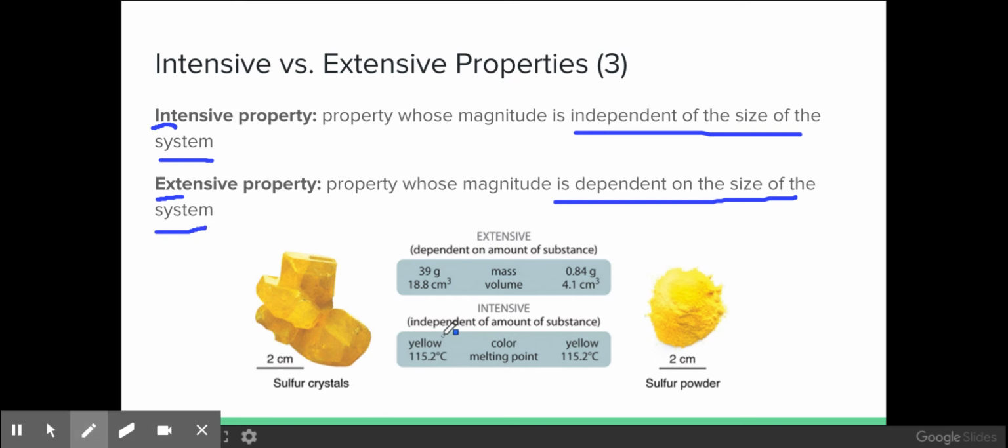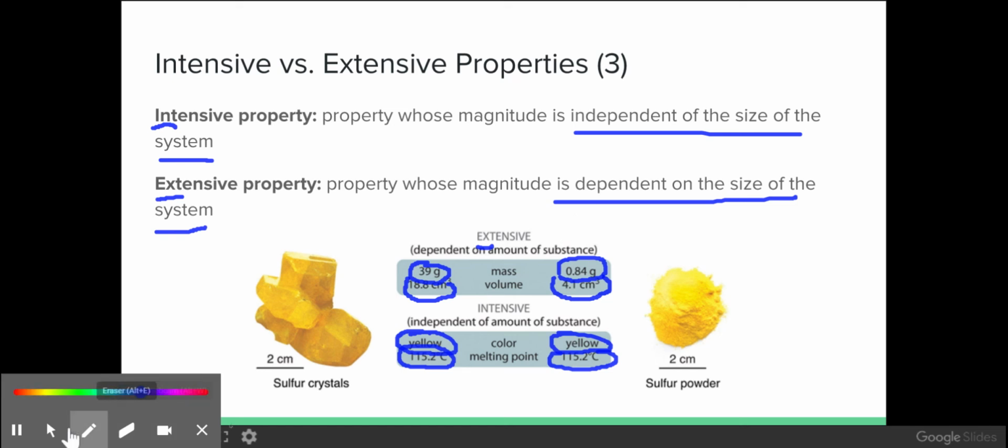Sulfur. No matter how much sulfur you have, it's always yellow. It's always going to melt at the same temperature. Those properties are unique to sulfur and are independent of whether or not you have large crystals or powder. However, the larger the amount of sulfur you have, the bigger its mass is going to be, and the bigger its volume is going to be. If you have a smaller amount of sulfur, the mass goes down and the volume goes down too. Those are extensive properties because they're changing outside of the amount of material that you have.